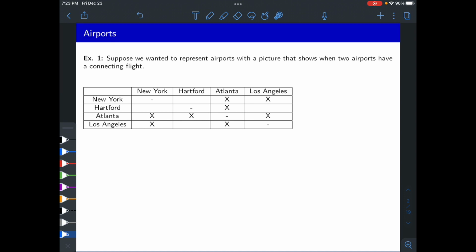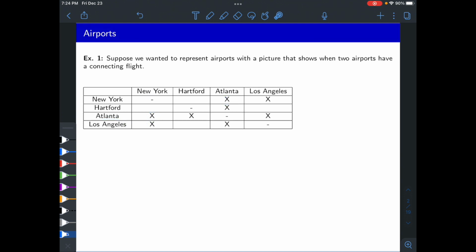Airports. Suppose that we wanted to represent airports with a picture that shows when two airports have a connecting flight. Here all of the information is just recorded in a table. The table is saying there's a flight from New York to Atlanta, so there's an X in the table. And the table is symmetric too. Because there's a flight from New York to Atlanta, there's also going to be a flight from Atlanta to New York. So it's symmetric like that.